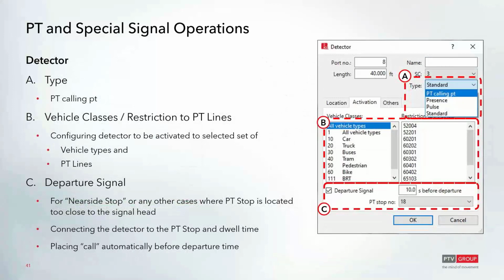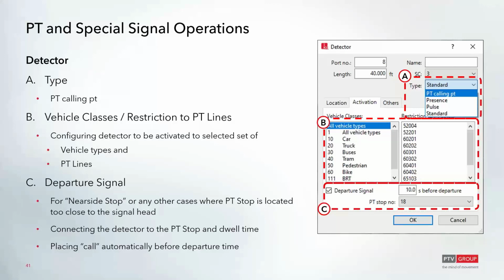And then finally, we also have some special configuration that can be done for transit on the detectors themselves. So the first option here is for the detector type. If you select the type from the dropdown, here's where you can choose that PT calling point. This is really that PT calling point, which can be used if you're trying to record any vehicles that send those PT telegram information.